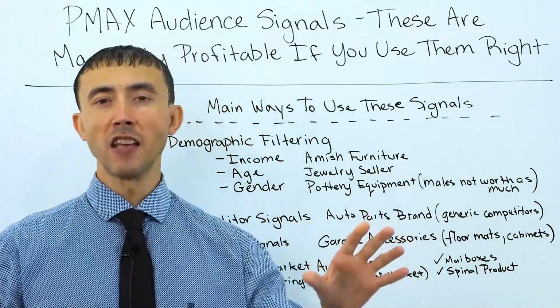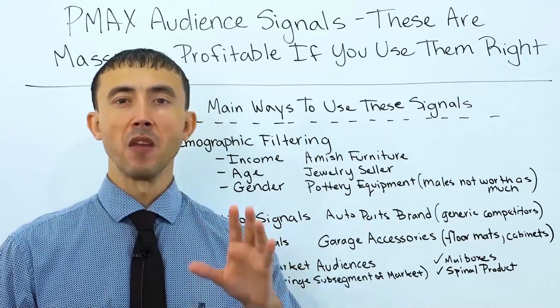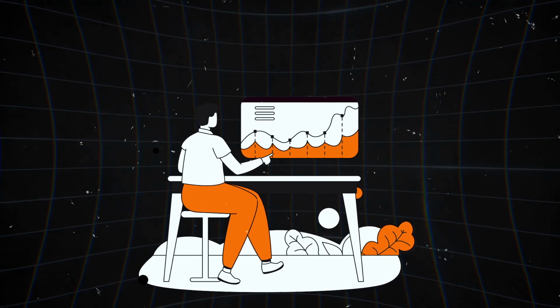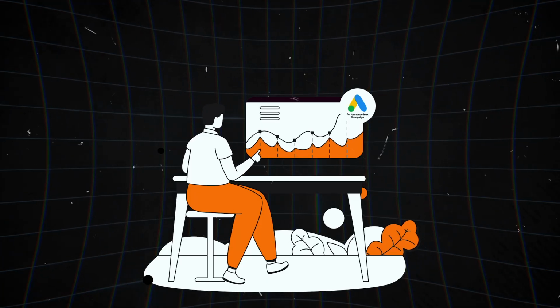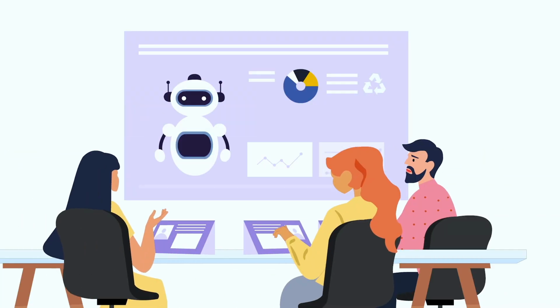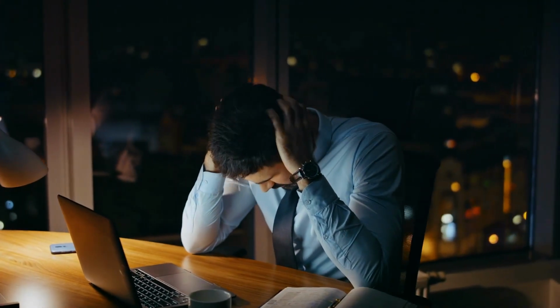Now, that all said, you can make money with PMax for lead generation, particularly if you go the extra mile, which nobody does, and actually qualify your leads, use offline conversion tracking to import leads that are qualified into your PMax campaign so they can see which ones are qualified and let the machine learning algorithm optimize on that data. If you don't do that, you're just wasting your energy and your effort and a ton of money.